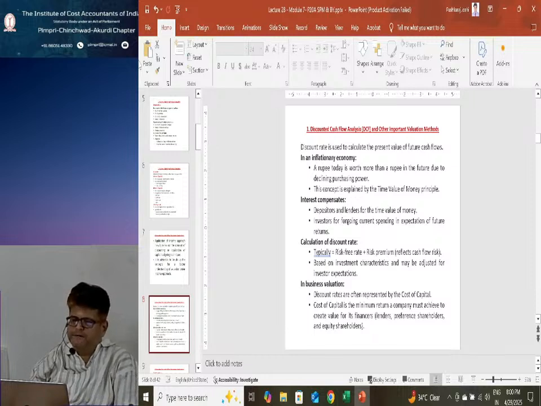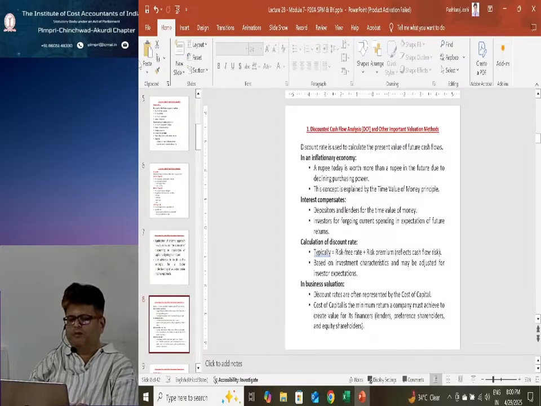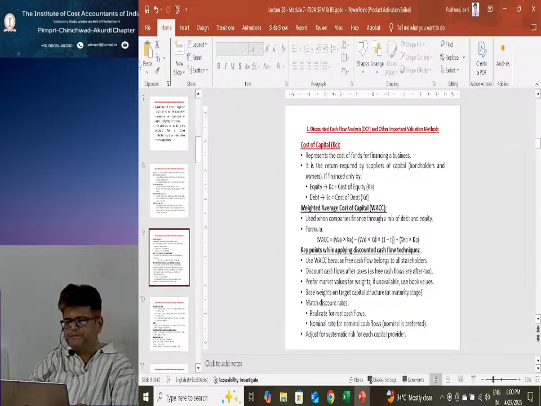Calculation of the discount rate is typically equal to the risk-free rate plus a risk premium, which reflects cash flow risk. It is based on investment characteristics and may be adjusted for the investor's expectations. In business valuation, discount rates are often represented by the cost of capital. Cost of capital is the minimum return a company must achieve to create value for its financiers, lenders, preference shareholders and equity shareholders also. Then we saw the cost of capital, which represents the cost of funds for financing a business. It is the return required by suppliers of capital, namely bondholders and owners.